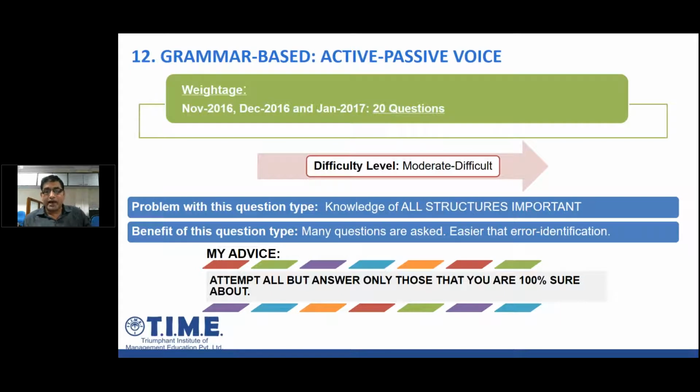and easier than error identification. Much easier than error identification. The only problem is it takes a little bit more time, but it's much easier. So my attempt here again is attempt all, but answer only that you are 100% sure. But prepare well so that you can be 100% sure in all the 20 questions.